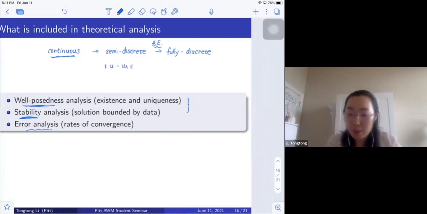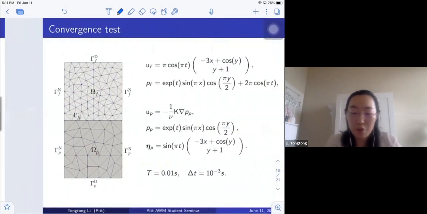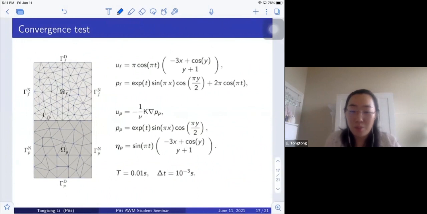Now for the last part, I want to talk about numerical experiments. That's always where we end up for numerical people, right? I'll talk about two examples here. The first example is a convergence test, testing whether our error is indeed converging with the rate of convergence we expected. For simplicity, we consider a two-dimensional test case. It's pretty simple.